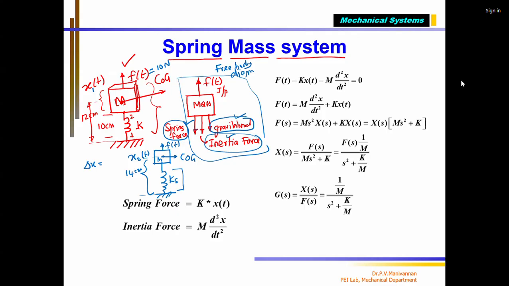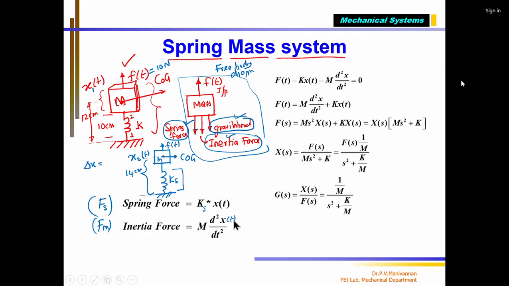We know that the spring force Fs, as we already talked about, is nothing but K into x of t, that is, the spring stiffness multiplied by the spring length. The next one is the inertial force. This force is due to the mass element. We know that the inertial force F of m is nothing but mass multiplied by d square by dt square of x of t.